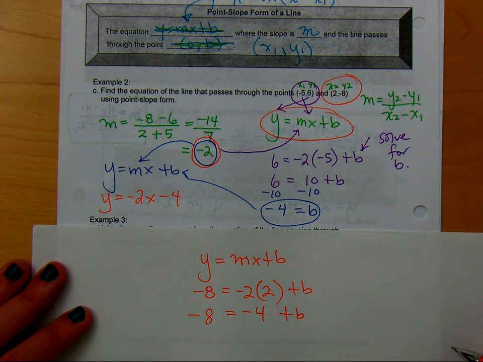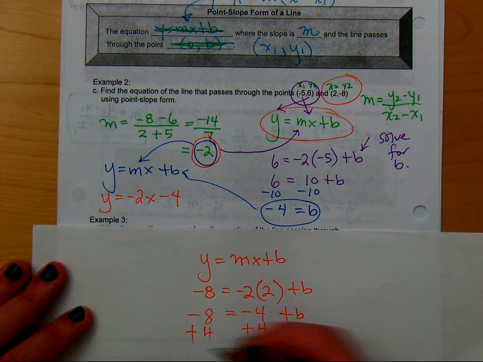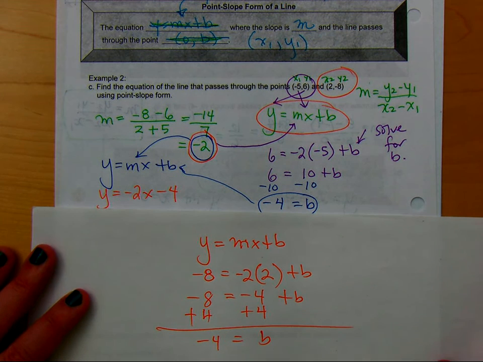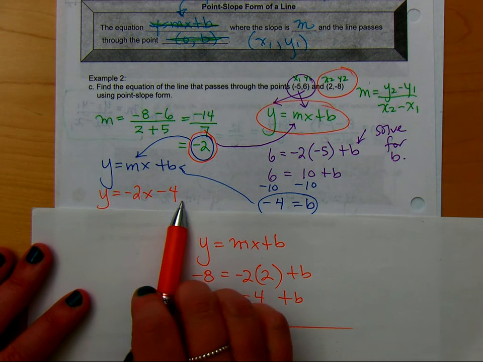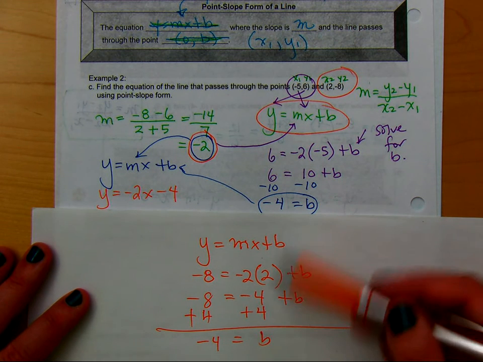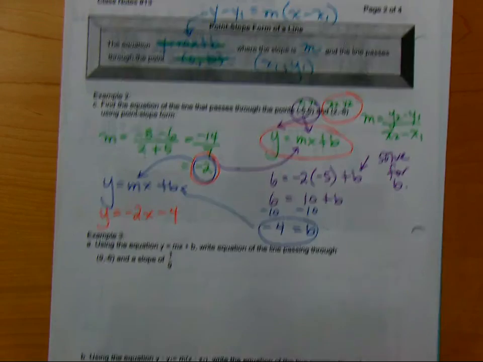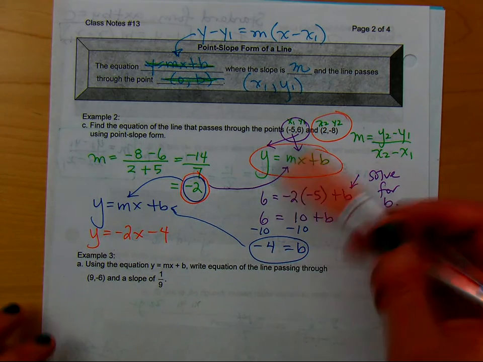How do I solve for b? Add 4 to both sides, I get b is negative 4. It's the exact same b. Yes, y equals negative 2x minus 4, I get the same value for b. So you can do it either way, it's just that I was introducing the point slope form on the previous page, so I'm just showing you another method.